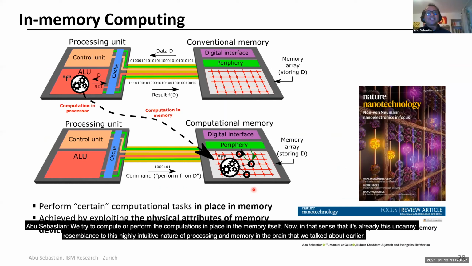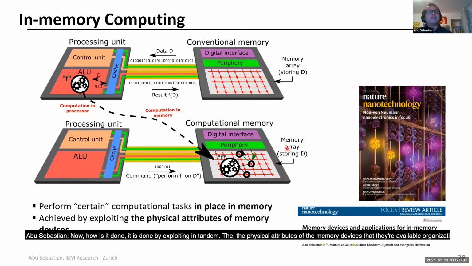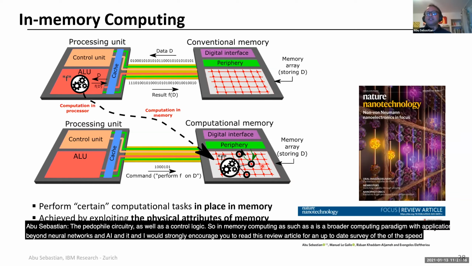Now, in that sense, there is already this uncanny resemblance to the highly entwined nature of processing and memory in the brain that we talked about earlier. Now, how is it done? It is done by exploiting in tandem the physical attributes of the memory devices, their array level organization, the peripheral circuitry, as well as the control logic. In-memory computing as such is a broader computing paradigm with applications beyond neural networks and AI. And I would strongly encourage you to read this review article for an up-to-date survey of this field.